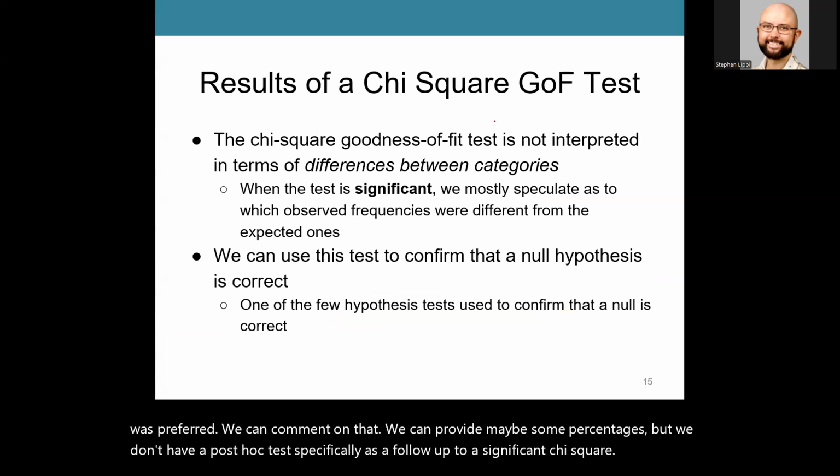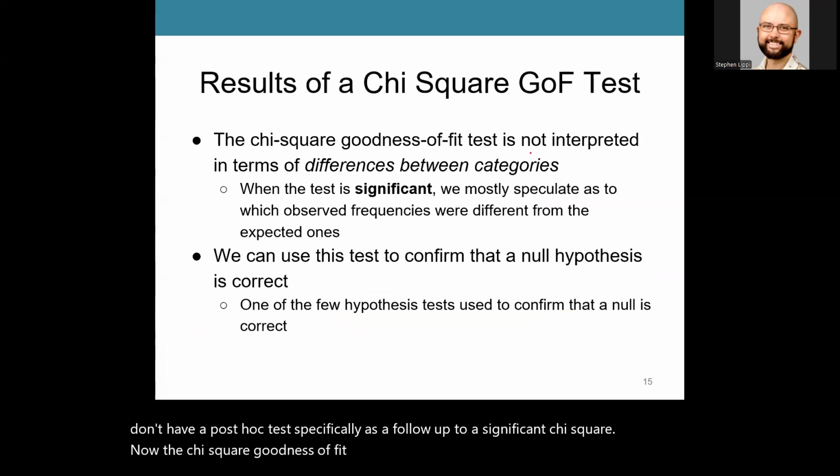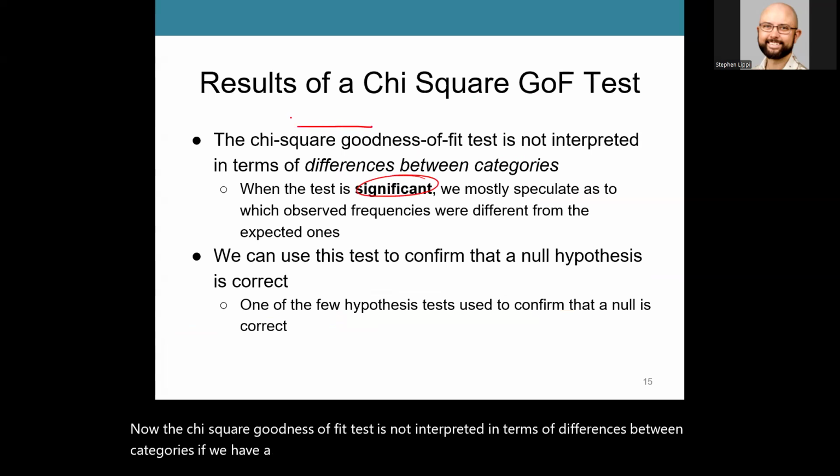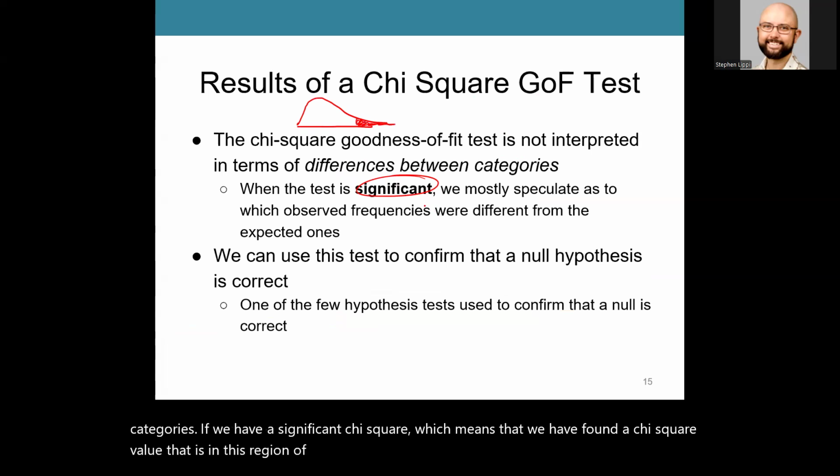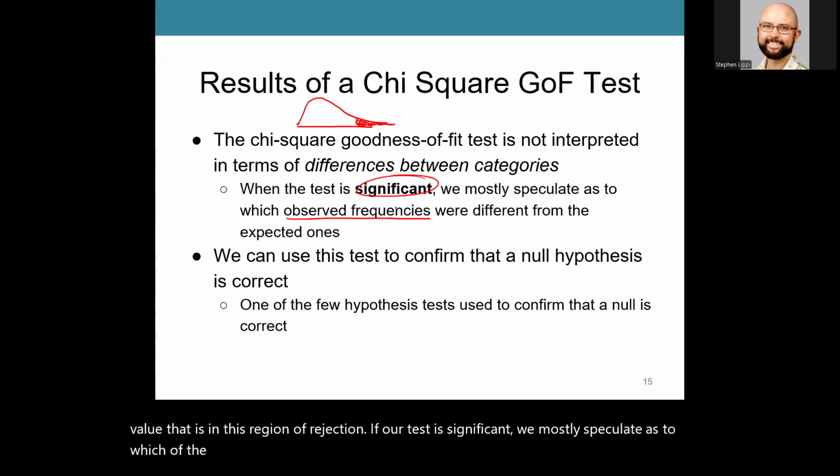Now, the chi-square goodness of fit test is not interpreted in terms of differences between categories. If we have a significant chi-square, which means that we have found a chi-square value that is in this region of rejection, we mostly speculate as to which of the observed frequencies and categories were indeed different from the expected ones.